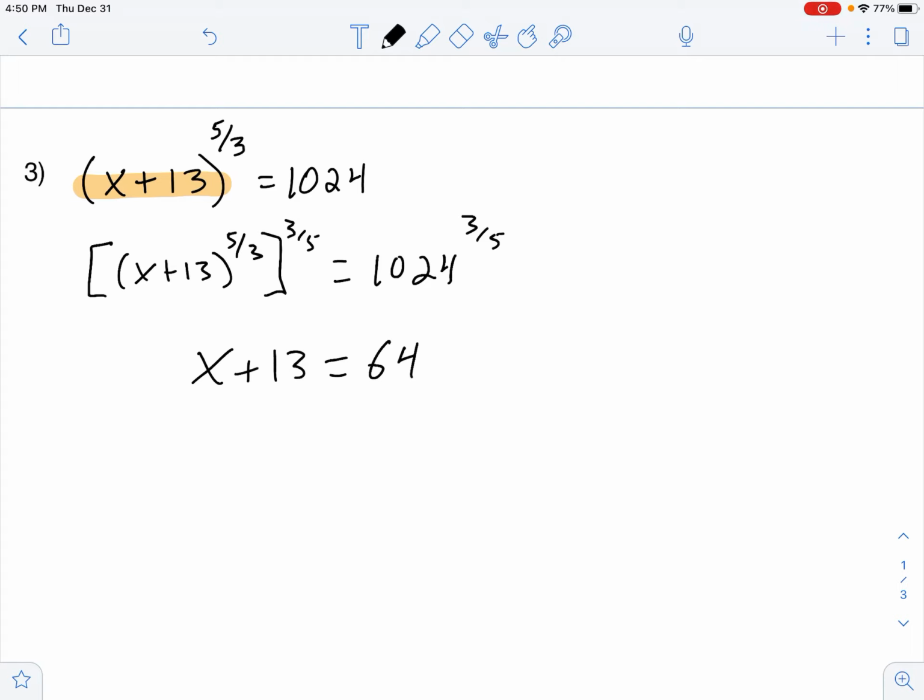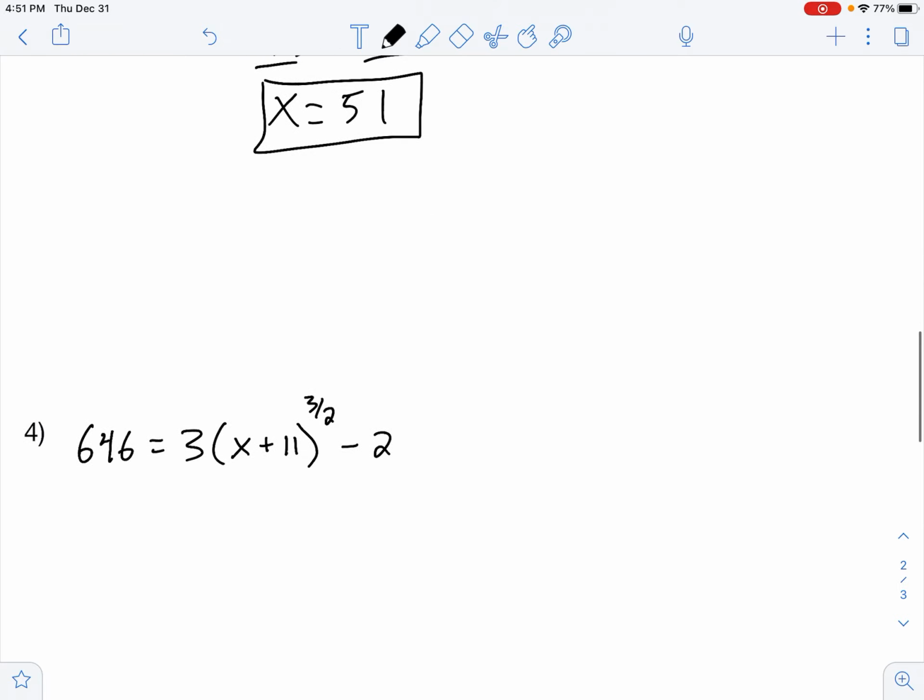Again, that's something that you can key in your calculator, and you will get the value of 64. So now we only have one step left. We're going to subtract the 13, because again, we're trying to get the x by itself here. Now it's okay, we can subtract the 13 because we don't have any exponent there. So we have x is equal to 51. So that is the answer for number 3.